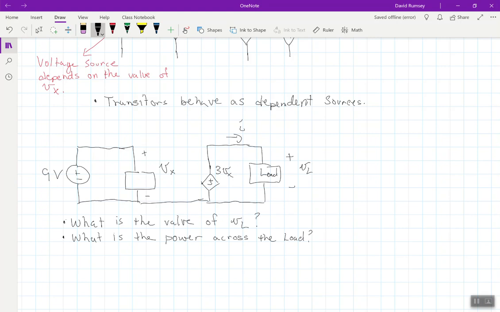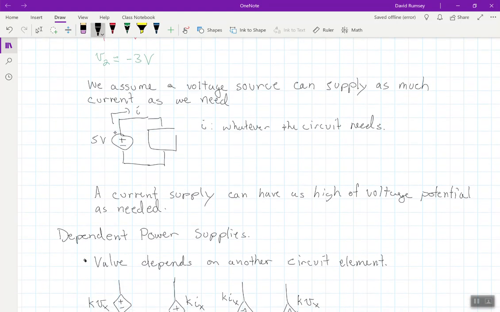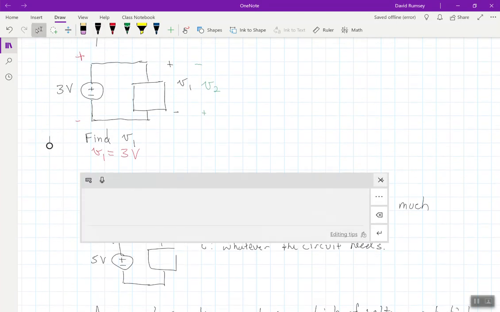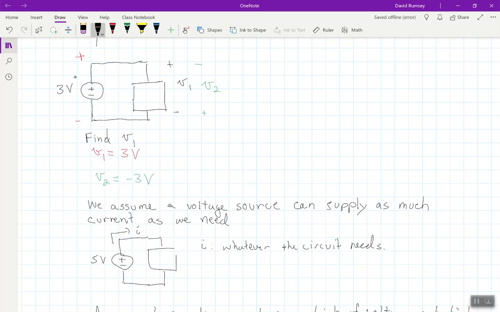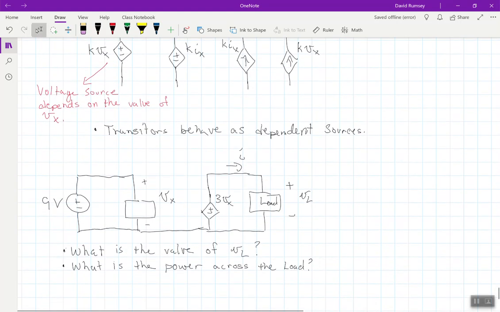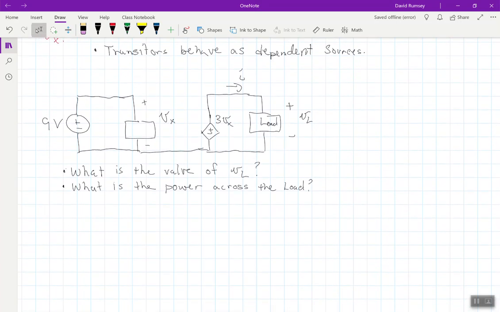Well, just like we had previously, and I'll slide back up here, remember when we had things in this configuration, when we had 3 volts here, we saw that V1 was also 3 volts. So we have the same thing going on down here, it's just we have a slightly more complicated circuit. It's not very complicated, but it's slightly more complicated.